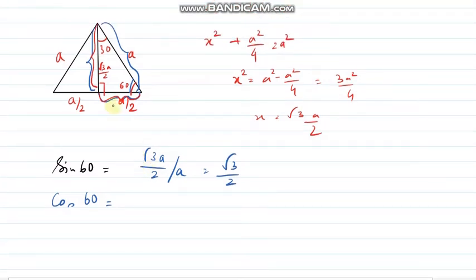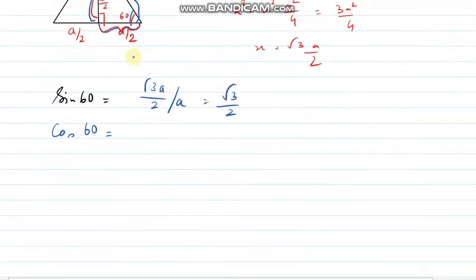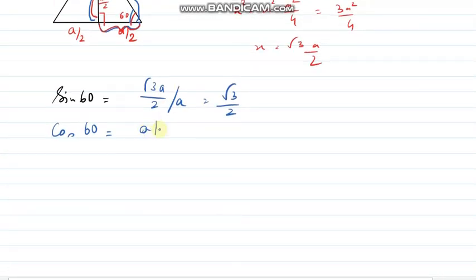So cos 60 will be, just check, adjacent side by hypotenuse, so a by 2 divided by a, which is equal to half, and tan 60 will be equal to root 3 by 2 divided by 1 by 2, which is equal to root 3 only.